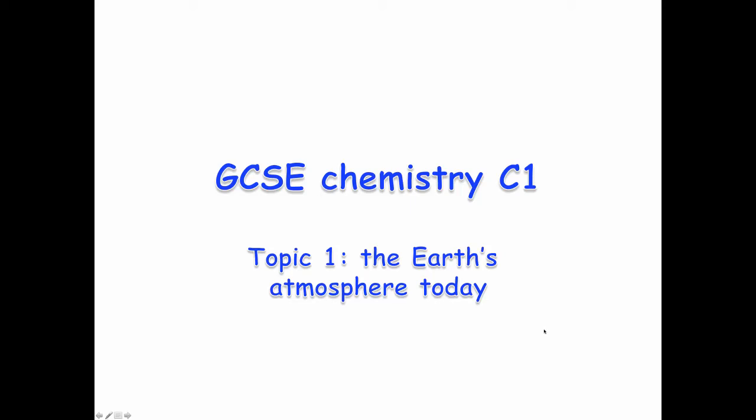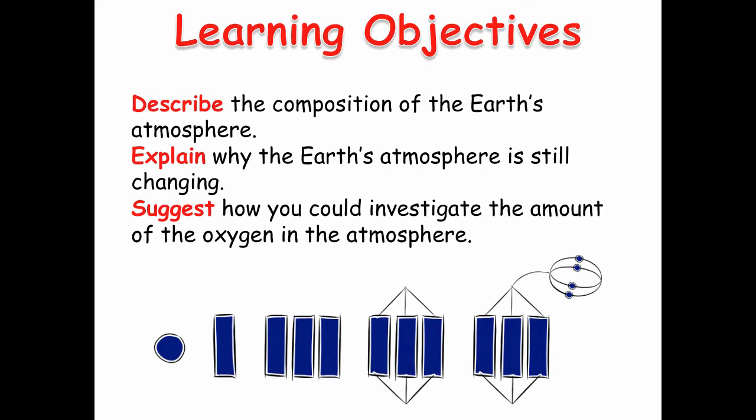Welcome back to the second part of C1 Topic 1, the Earth's atmosphere today. The learning objectives of the lesson are: describe the composition of the Earth's atmosphere, explain why the Earth's atmosphere is still changing, and suggest how you could investigate the amount of oxygen in the atmosphere. Take a moment to use the solar taxonomy to assess what your knowledge is at the moment, so that you can see how much progress you've made by the end of the lesson.